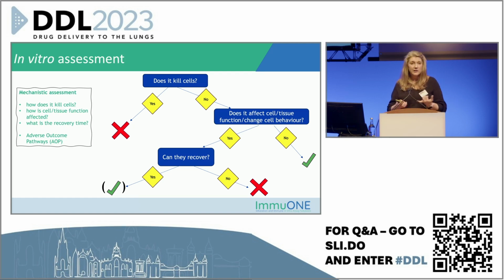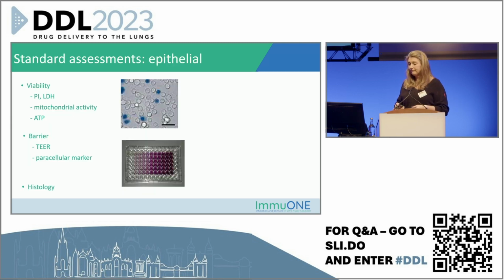The kind of questions I'd ask as a toxicologist are, how does it kill cells? How is function affected? Do they recover? And that's linked to something we call adverse outcome pathways. These are biological pathways of individual events within a cell that would link to a toxic event. And this is where in vitro assessment can really come into its own to answer those questions.